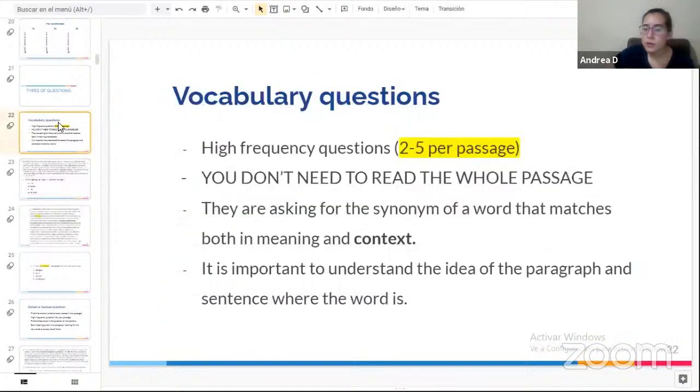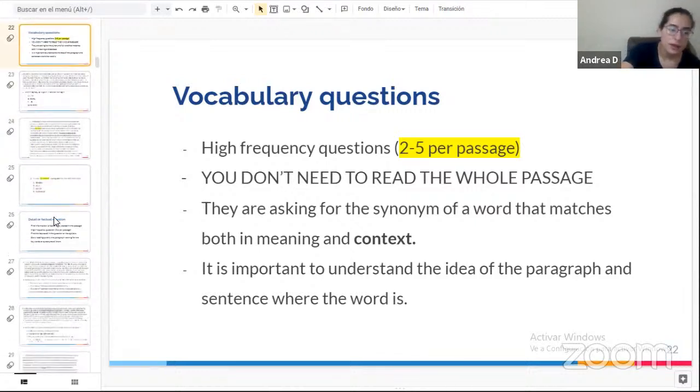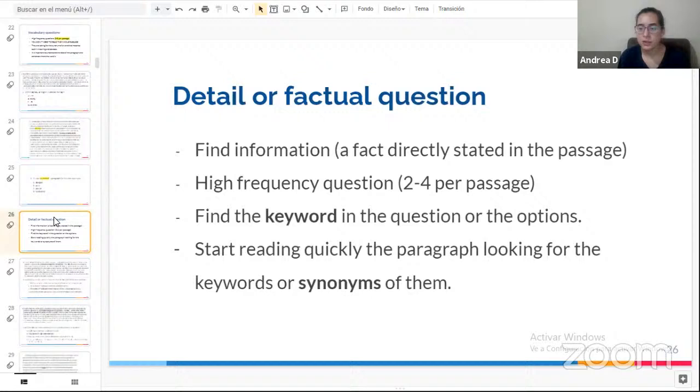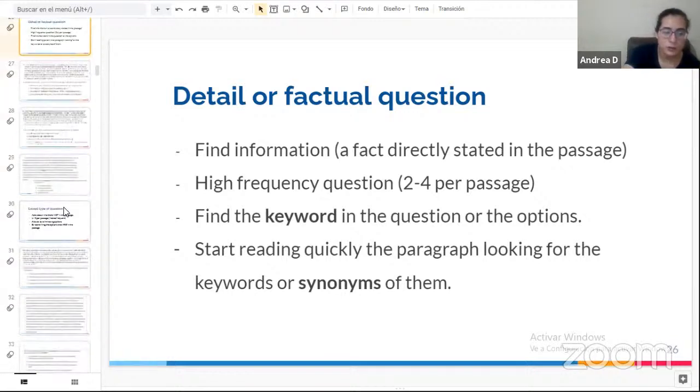So vocabulary was asking for the synonym of a word. It needed to match both in meaning and context. The detailed questions were mostly about very factual, detailed information. You needed to look for keywords, red flags. You need to narrow down your information. Remember that it's just going to be a portion of the text, and you need to paraphrase the options.